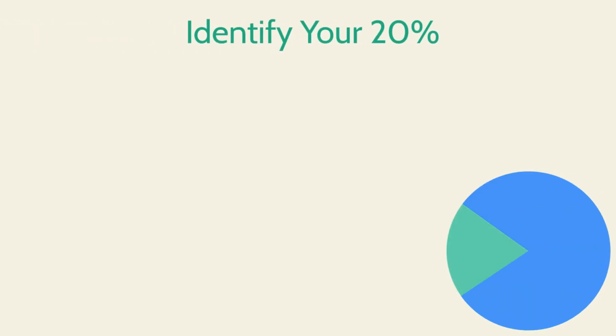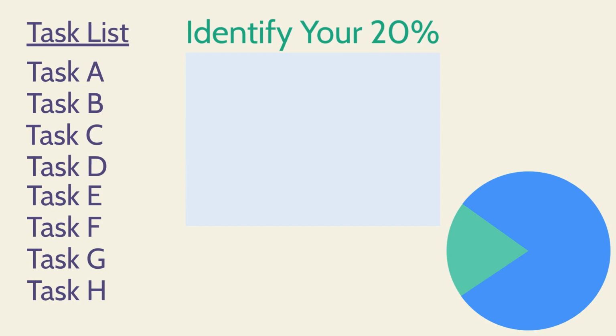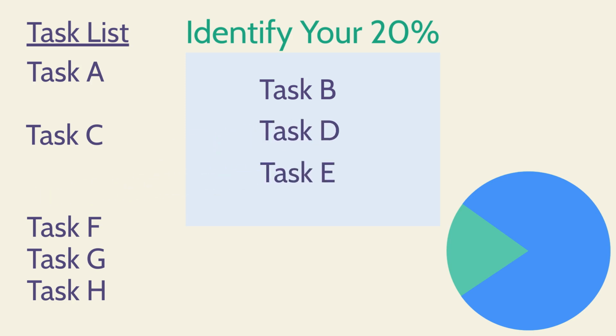One way to identify your 20% is to do this simple exercise. Ask yourself, what would I do today if I could do only 3 things? Next, cut that down to 2, and then just 1. If you absolutely had to stop working after doing only 1 task, which would you do?